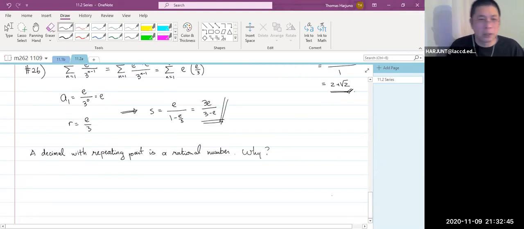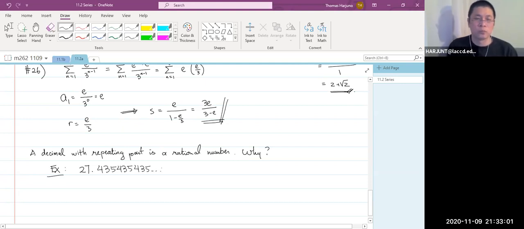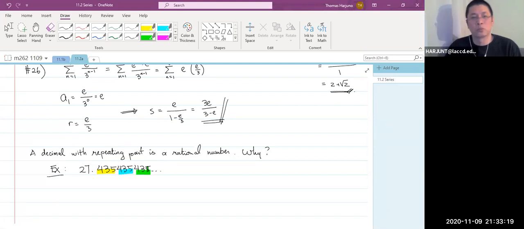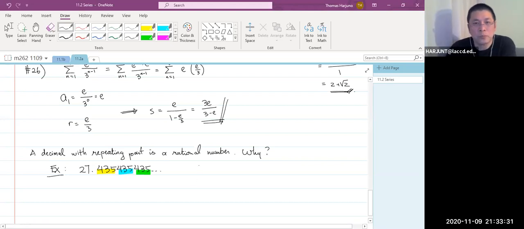Let's say I randomly pick a number. For example, if I have 27.435, and on. According to the theory we learned in arithmetic and pre-algebra, a decimal with a repeating pattern, a repeating part, can be written as a rational number. You can write it as a fraction. The question is, why? How can you do that? Now, I will show you the simple way to do this. Okay, let's say this is equal to x.